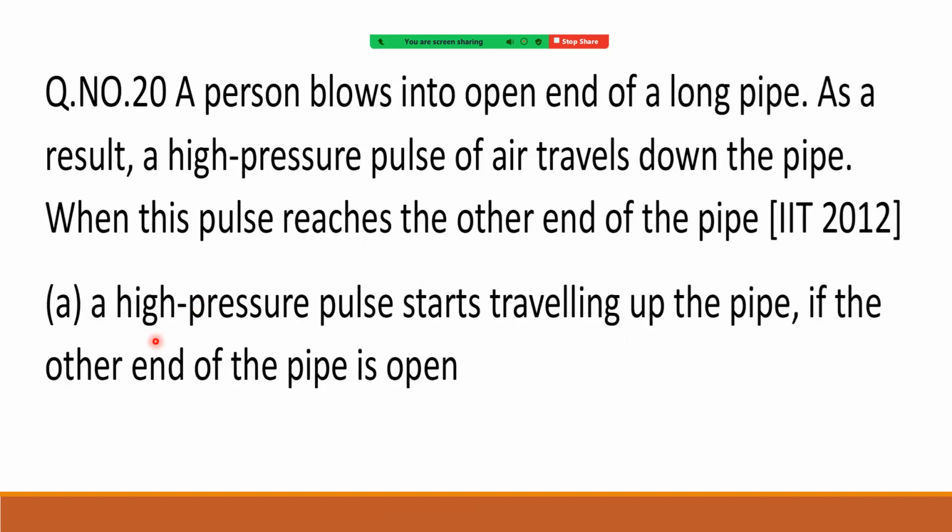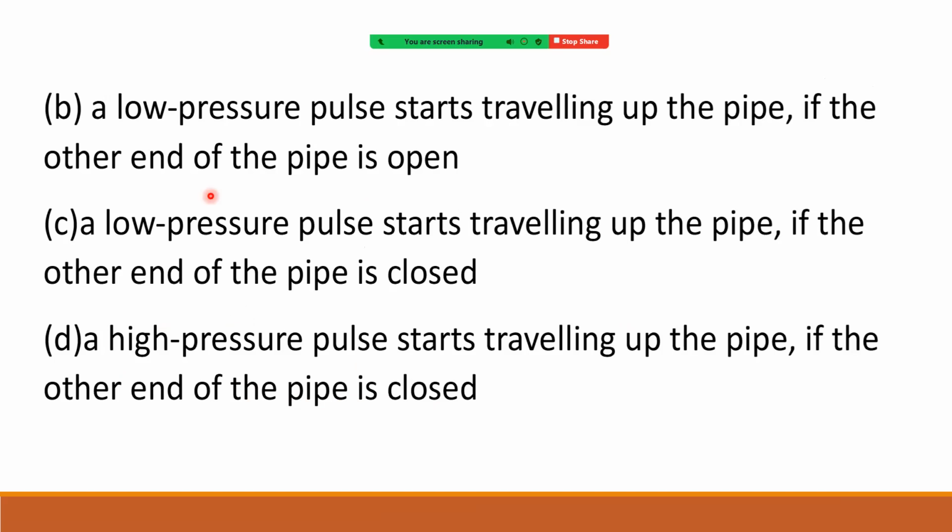Coming to the first option, a high pressure pulse starts traveling up if the other end of the pipe is open. Open means pressure node. That means we get a low pressure pulse. So A is not correct. Right? B: a low pressure pulse starts traveling up if the other end of the pipe is open. This is the correct option, because the other end is open, meaning pressure node. There is a phase change of pi. That means a high pressure pulse becomes a low pressure pulse.